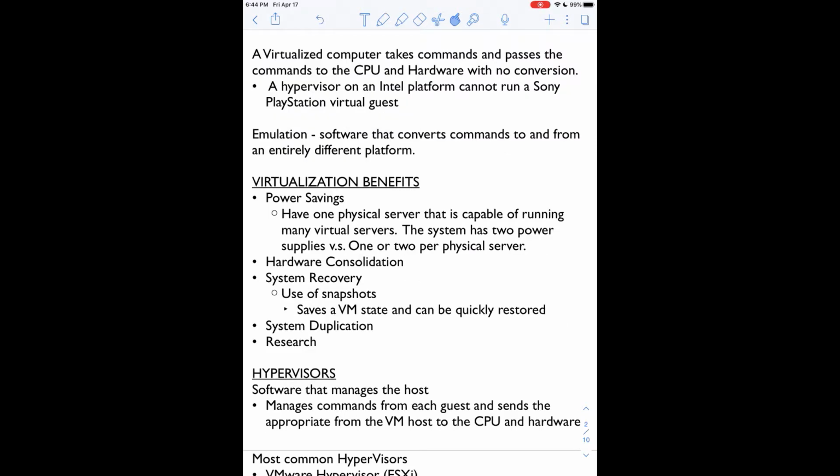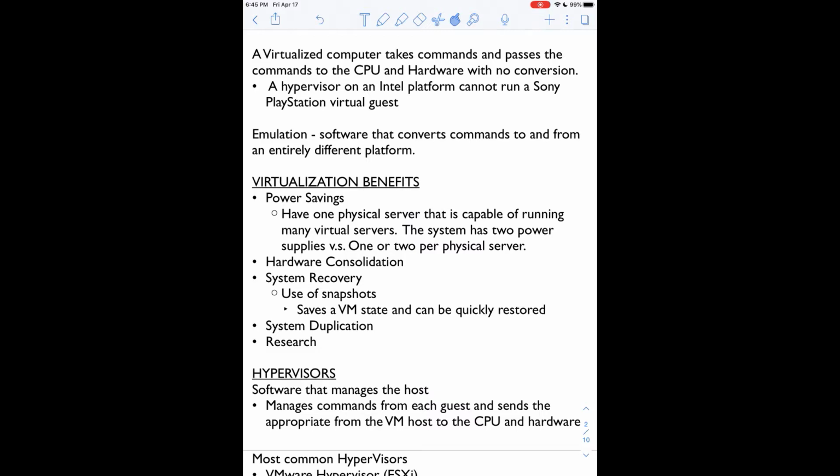A virtualized computer takes commands, and passes those commands from the CPU to the hardware. There's no conversion. So if your server is running on an Intel platform, the operating systems have to be Intel based. If they're running Motorola server CPUs, they have to be Motorola based. There's no conversion, so you can't run a Sony PlayStation as a virtual guest in a virtualized environment.